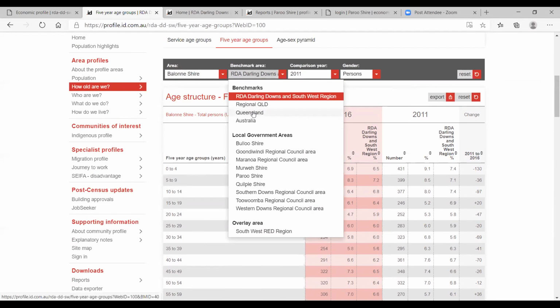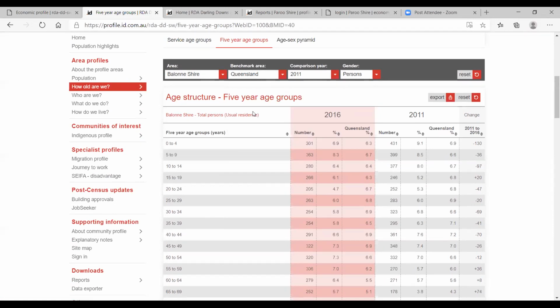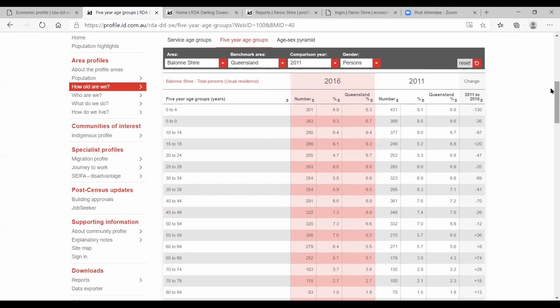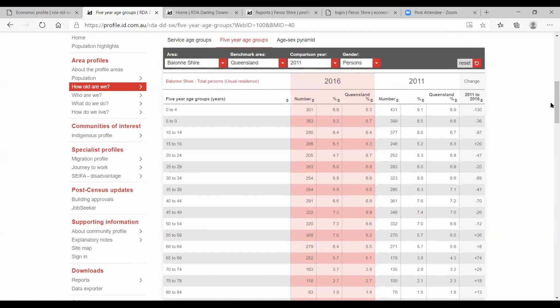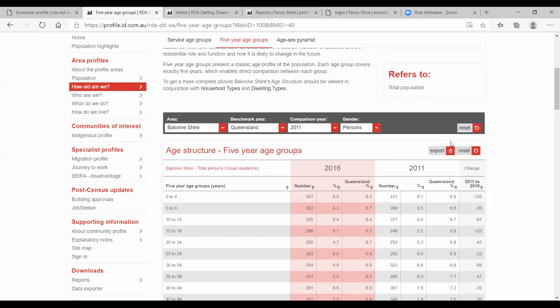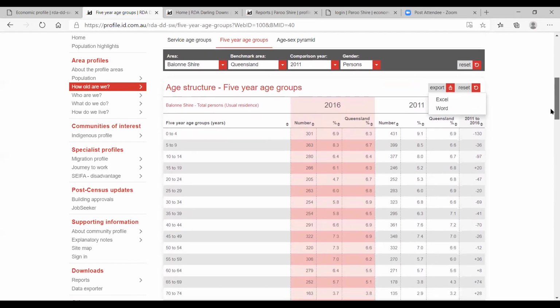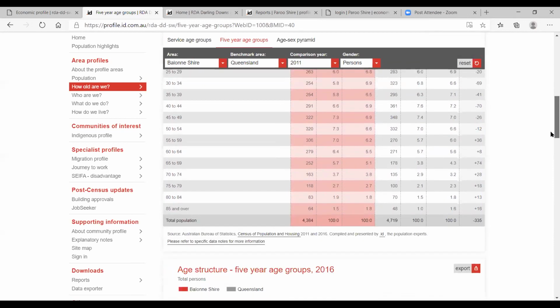Okay, so you guys, if you're going for a grant application with the state government, you'll want to compare Balonne to the Queensland state. When we come down here, you always get these data tables. It talks to me about all the numbers that come in these categories. And you can actually export that table into Excel or Word. So if you want to accompany that to your application and say, well, actually, we've had population decline in these areas, you're able to put that straight into a Word or an Excel.